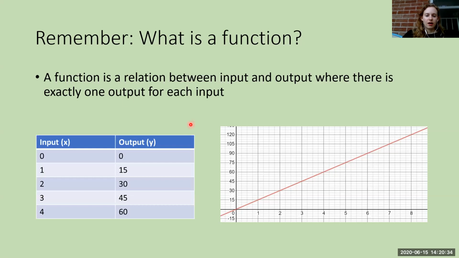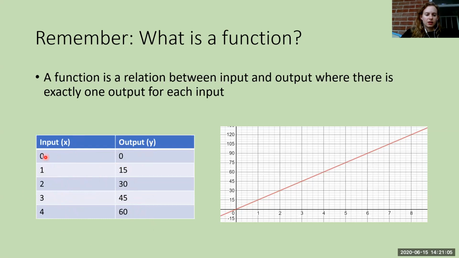And I've got a couple of examples here. So this table should look familiar to you if you were on the lesson for last week. So we've got this table showing input for a function and then the resulting output. So for this specific function, when you put 0 in, you get 0 out. You put 1 in, you get 15 out. Put 2 in, you get 30 out. 3 in, you get 40 out. 4 in, you get 60 out.